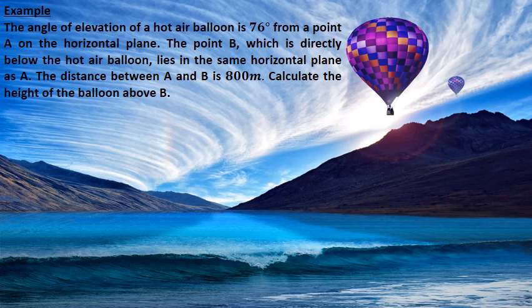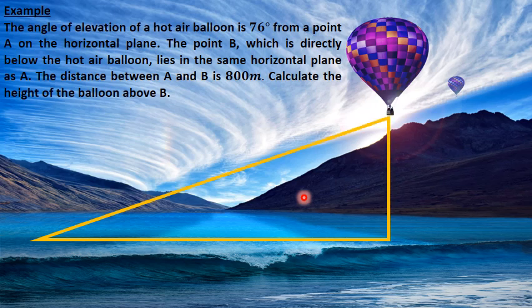Right, the angle of elevation of a hot air balloon is 76 degrees from a point A on the horizontal plane. So remember, the horizontal plane is anything on the ground. In this case, it will be a horizontal line stretched along the water. The point B, which is directly below the hot air balloon, lies in the same horizontal plane as A. So basically we're going to have a distance AB along the water here. The distance between A and B is 800 meters. Calculate the height of the balloon above B.